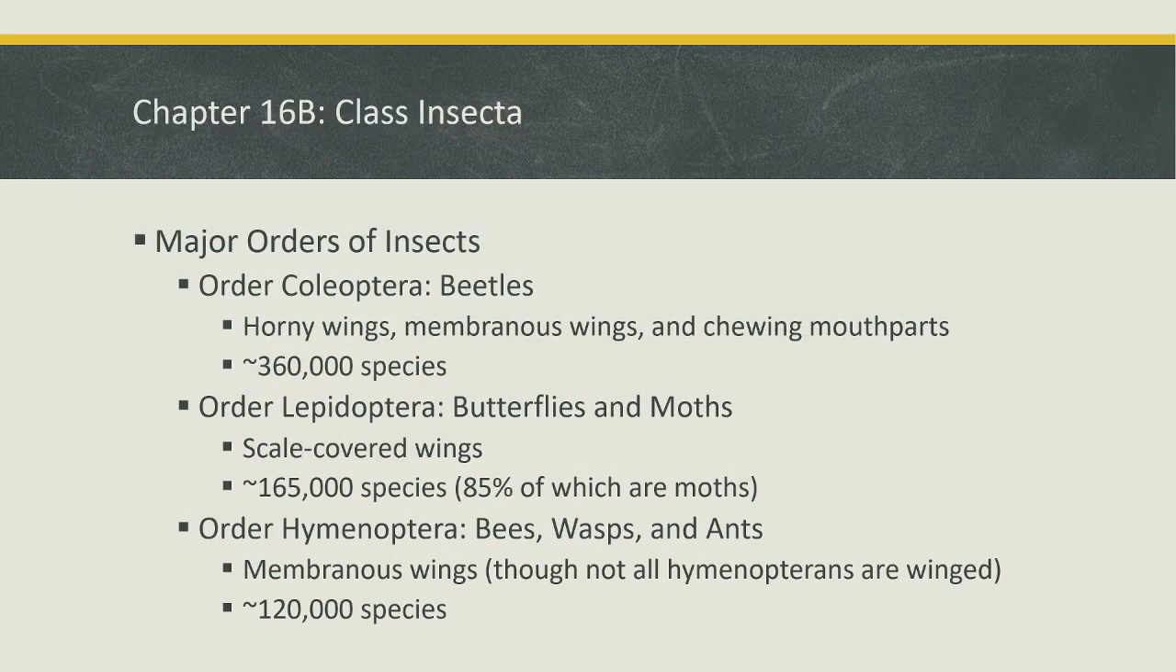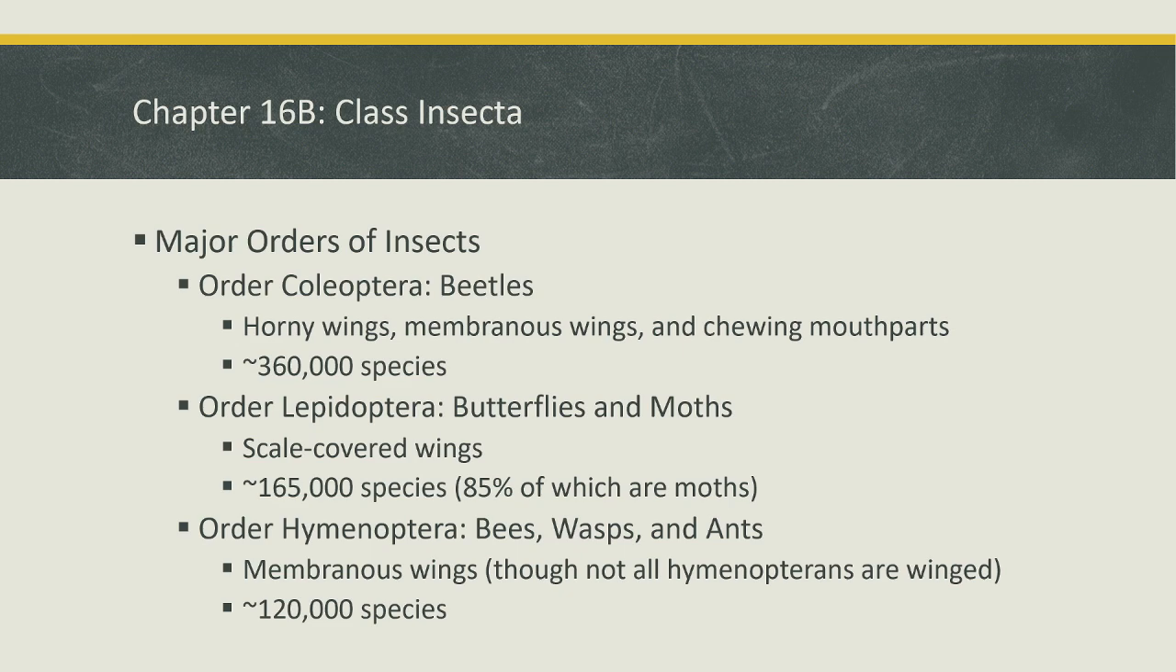All right, yeah, there we go. Order Coleoptera. I had started that at the bottom of the previous slide. I forgot to erase it from the previous slide because I had it here. The beetles, or order Coleoptera, are known for their horny wings, again thicker, tougher, exoskeleton type material wings, but then also having membranous wings and also having chewing mouth parts. And there are 360,000 different species of beetles. That makes the beetles the order of insect that has the most different species. There are more different types of beetles than any other kind of insect.